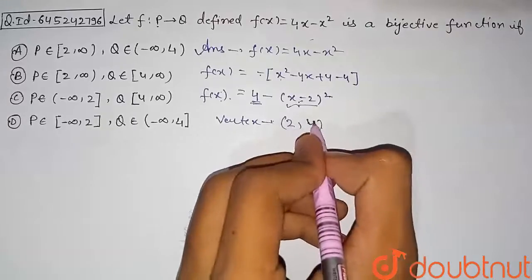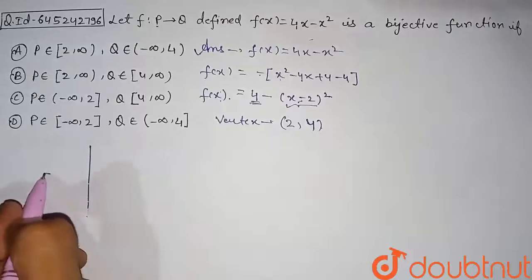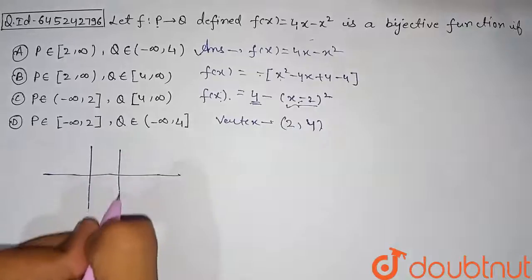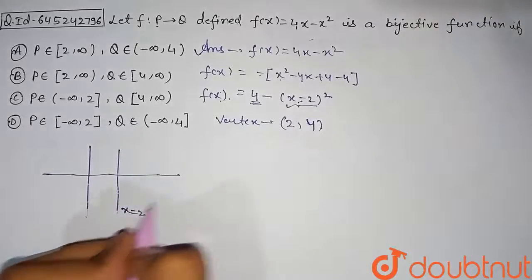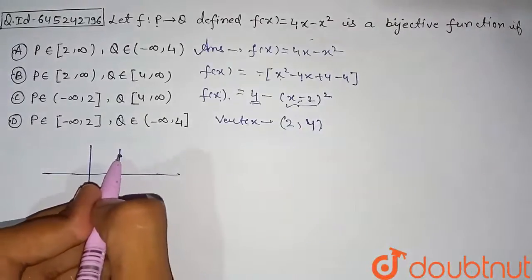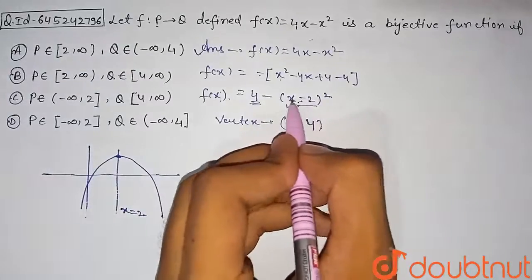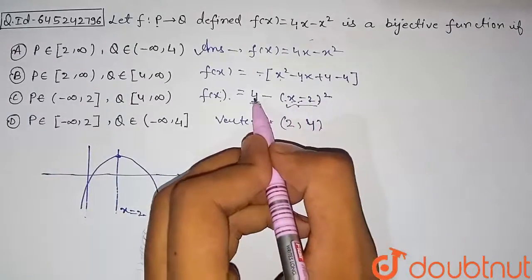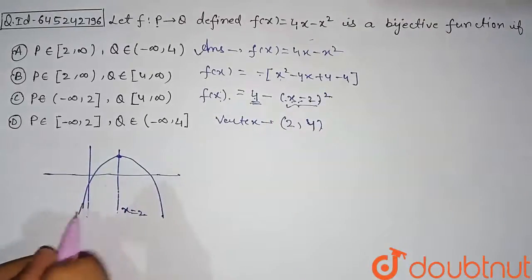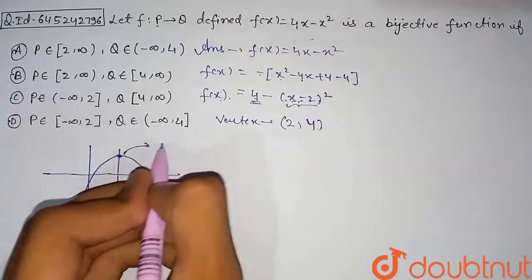Basically this is the vertex, and if we draw the graph of this function, with the coordinate axes and the line x equal to 2, the graph is symmetric about this line x equal to 2. The graph decreases downwards, because if we increase the value of x, the square value increases and 4 minus the square value decreases. So it is a decreasing graph on either side of x equal to 2, and this point is given as (2, 4).